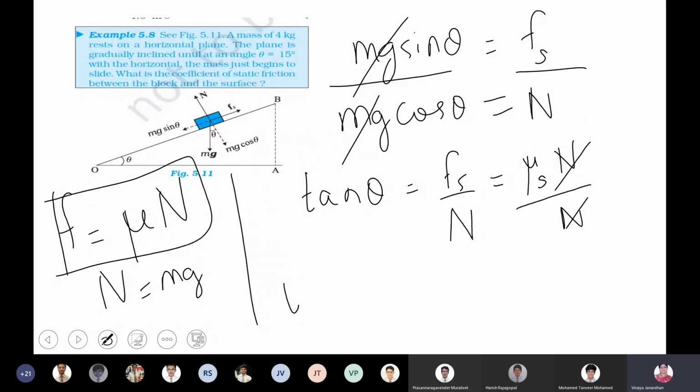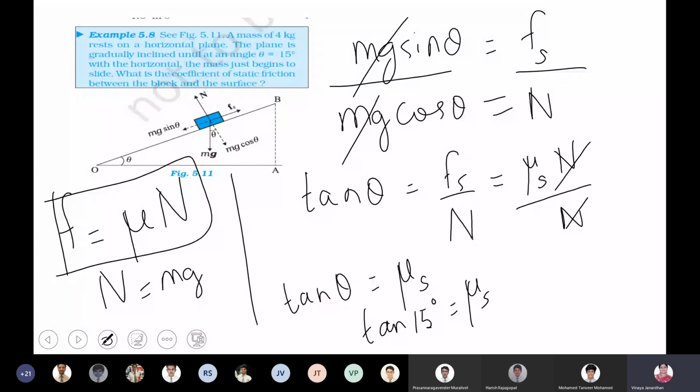So now what happens to tan theta? Tan theta becomes equal to mu s. Is that correct, boys? So that is what they are asking you to find, the coefficient of static friction. So what is theta? Theta here is 15 degrees. So tan 15 will be equal to mu s. So you just have to find the value of tan 15, and that gives you the coefficient of static friction. Boys, are you clear, or should I redo all these things once again?